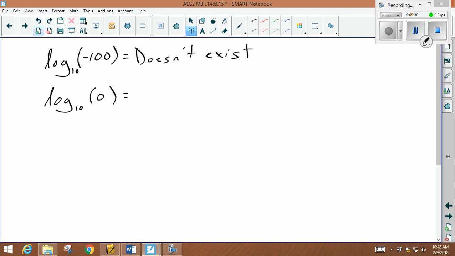No, there's nothing. I mean, there's no way to do it. Log, you can get 1, right? By raising it to a 0 power, you can get 1, but you can't get this. So this also doesn't exist.